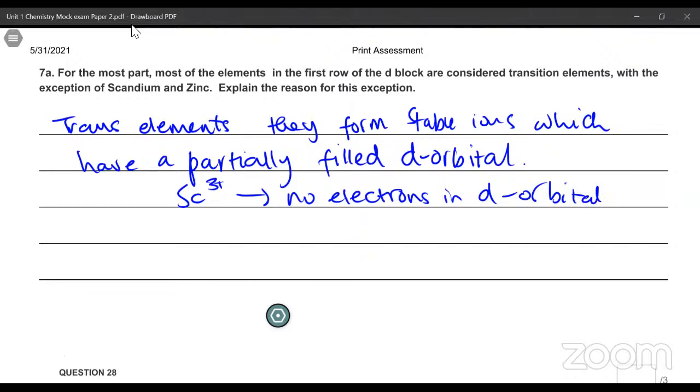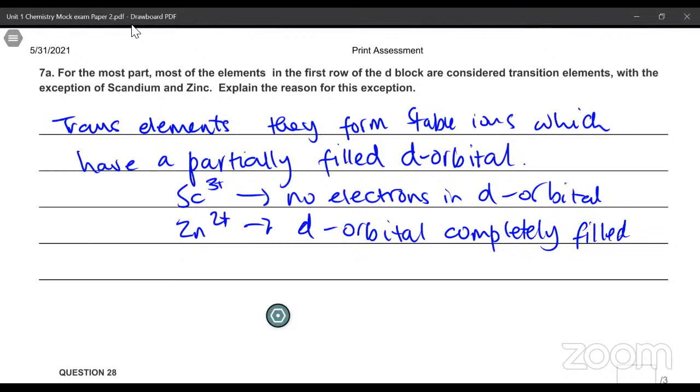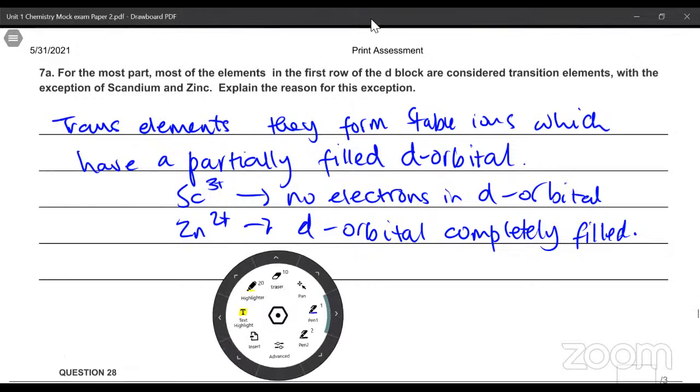And for zinc, most times you see the 2+ ion, of course, you will see that the d orbital is completely filled. So that's why they aren't considered transition elements, all right? Because it has to be partially filled, not completely filled, right? At this point, scandium hasn't started filling up yet, in Jamaican terms, and zinc takes everything and it's filled. So that's why they aren't.